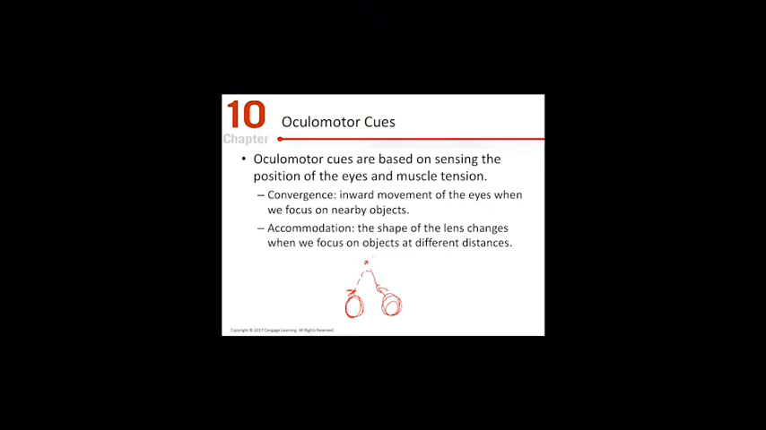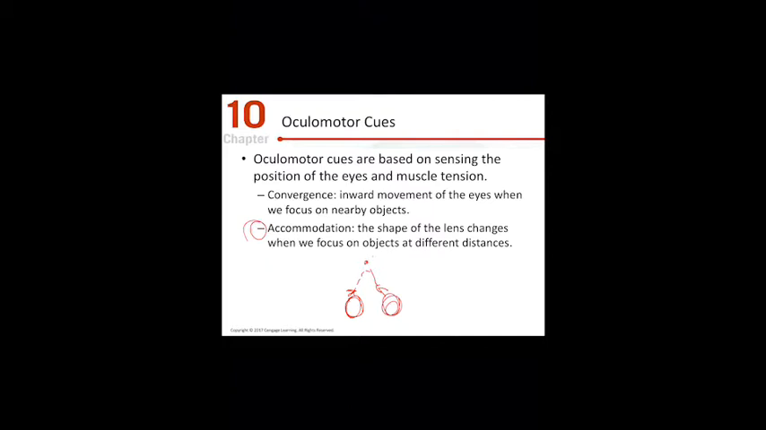And I'm going to have you guys do an activity. So if you want to, pause and do the activity, that's probably a good idea. And then the second oculomotor cue is accommodation. This is where the shape of the lens changes when we focus at objects of different distances, and we can feel this happen. And that's the feeling of the tightening of the eye muscles.